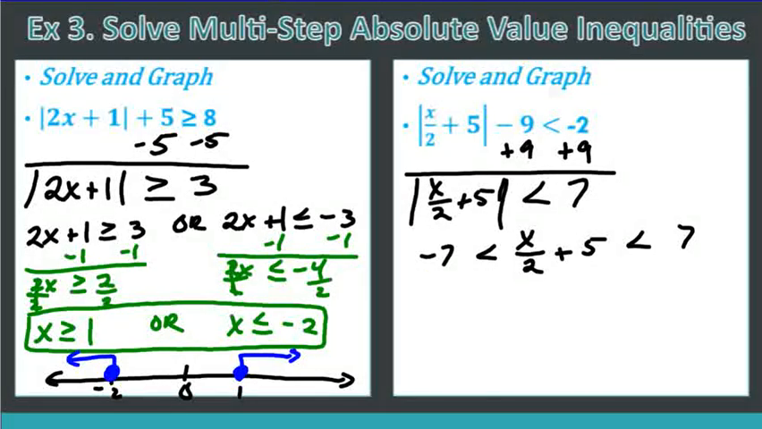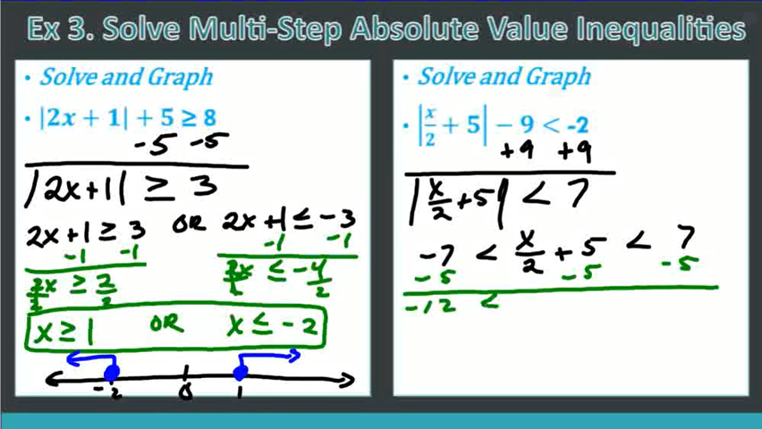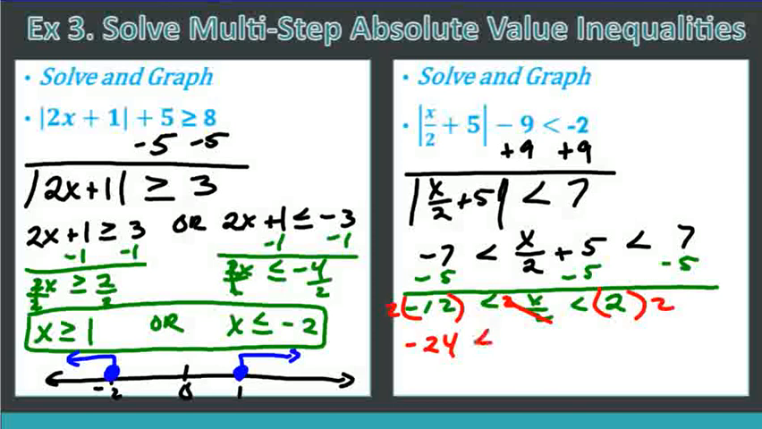So to get x by itself, the first step is to subtract 5 on all 3 sides. When I do that, I have negative 12 is less than x divided by 2, which is less than positive 2. Now to get x completely by itself, I multiply everything by 2. So 2 times negative 12 is negative 24, which is less than x, which is less than positive 4.